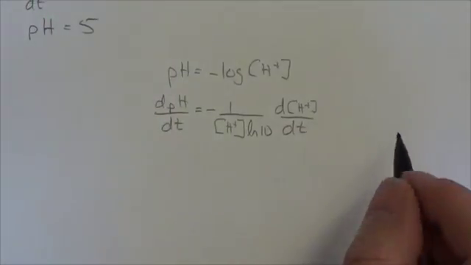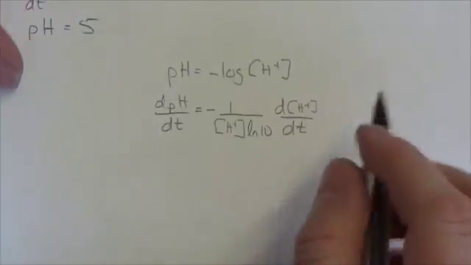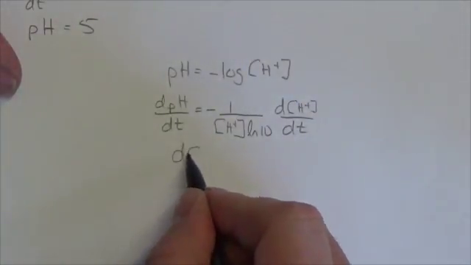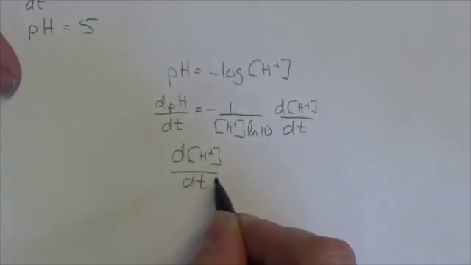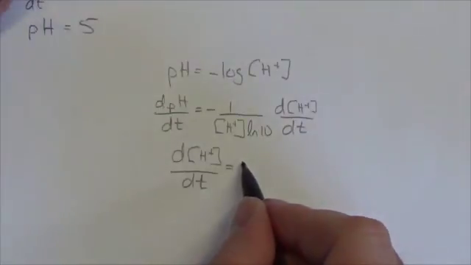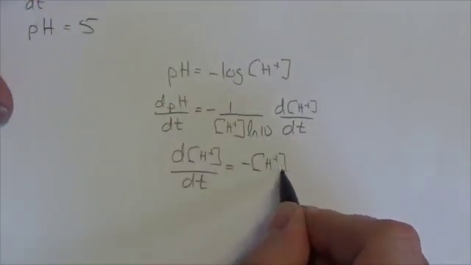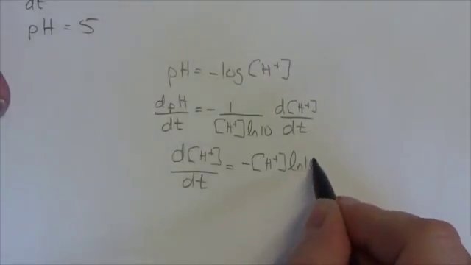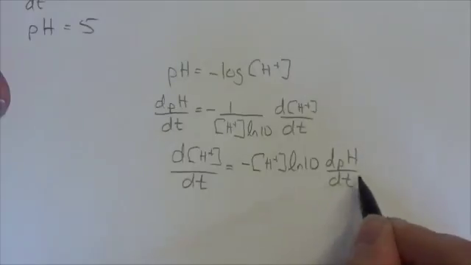Okay, so now I am looking for the rate at which the hydrogen ion concentration is changing. So I'm going to bring that over here because most of us like to have that on the left. That is going to equal, I'm going to bring the negative over and bring this stuff up. So this is going to be the negative hydrogen ion concentration times the natural log of 10, and then we'll multiply this by the rate at which the pH is changing.